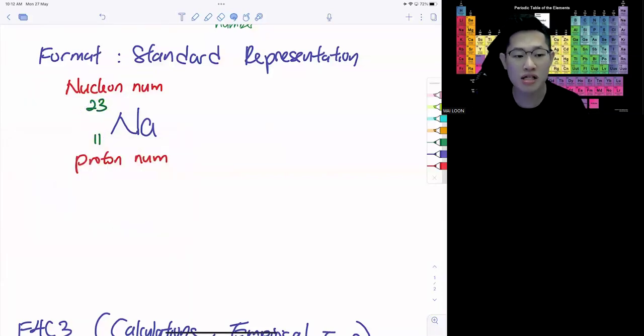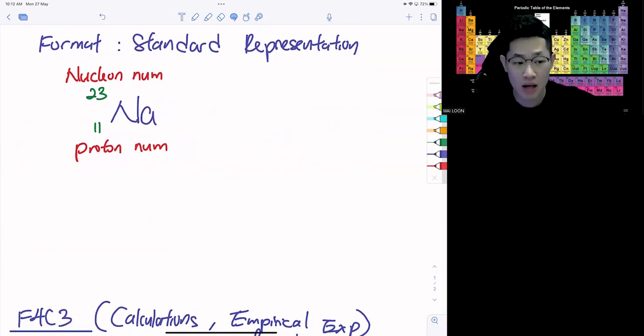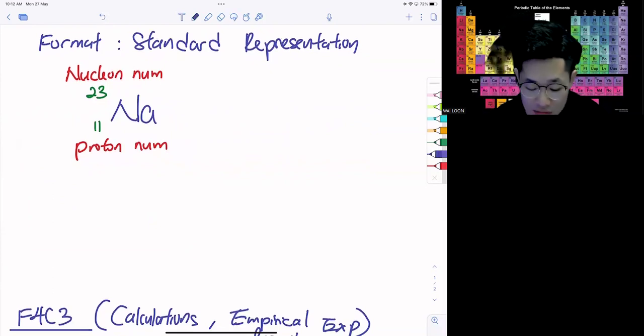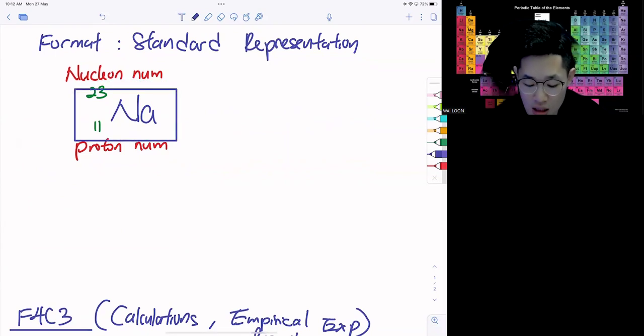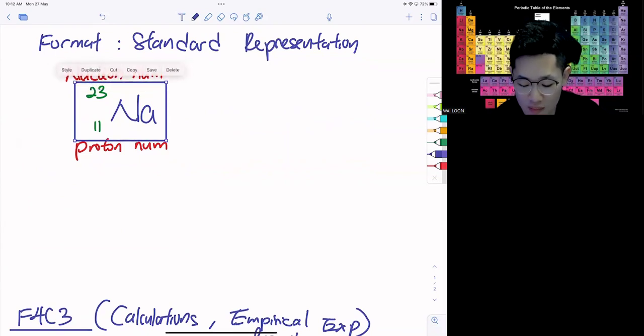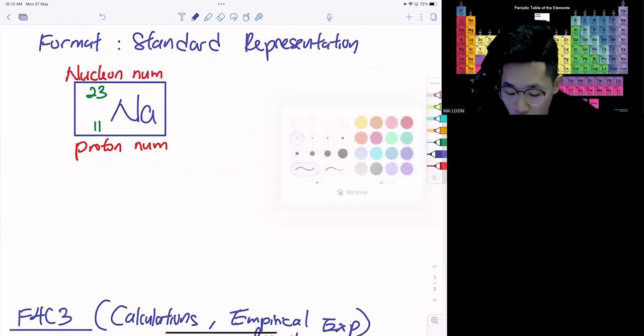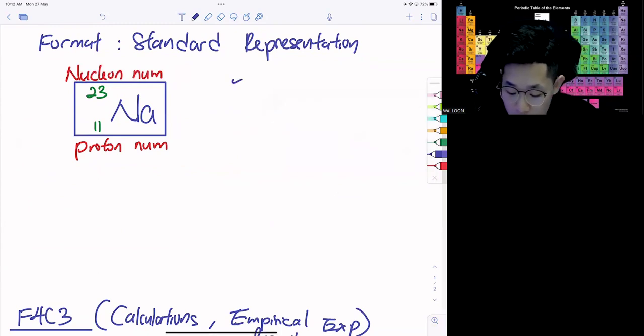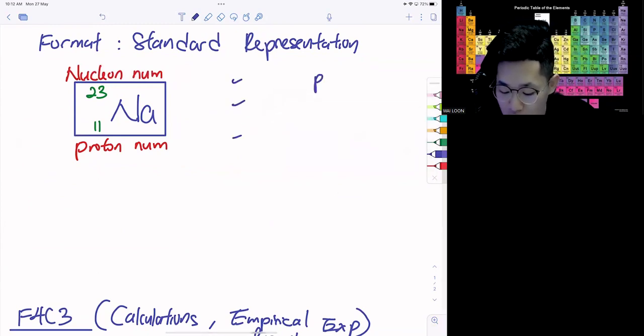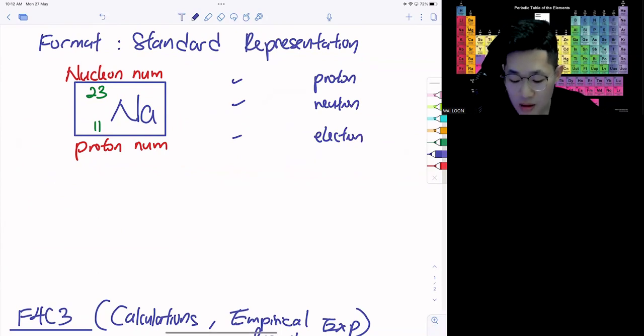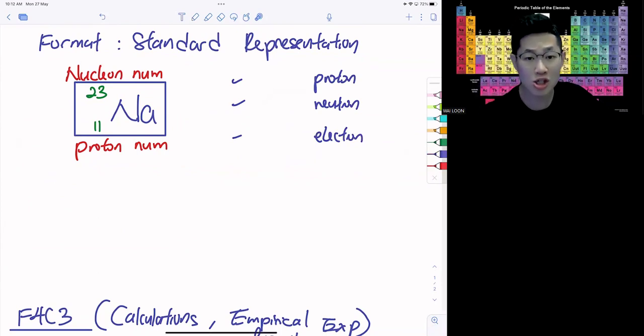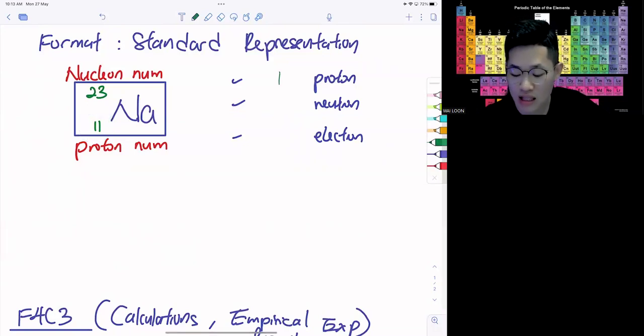So this is how we present the information of an atom. Based on this standard representation, we are able to tell how many protons, how many neutrons, and how many electrons are in the atom. So how many protons are in this sodium atom? You just look at the bottom number, 11, right? Then the answer will be 11.